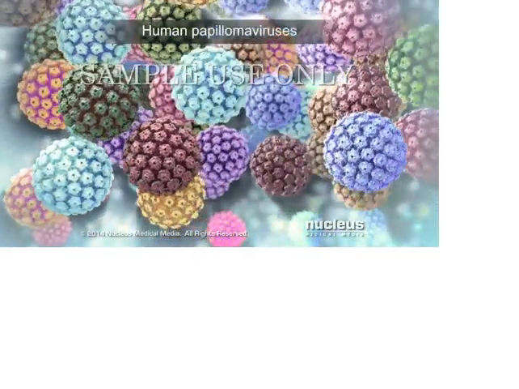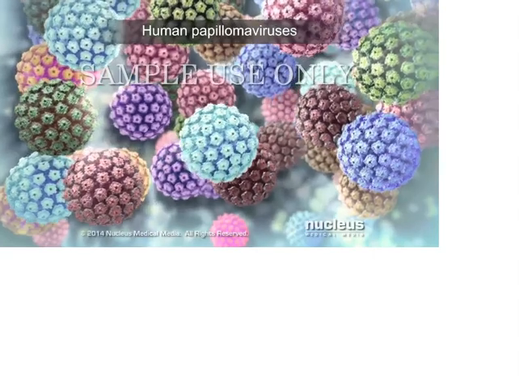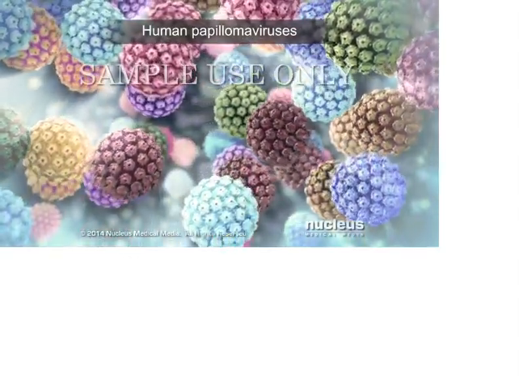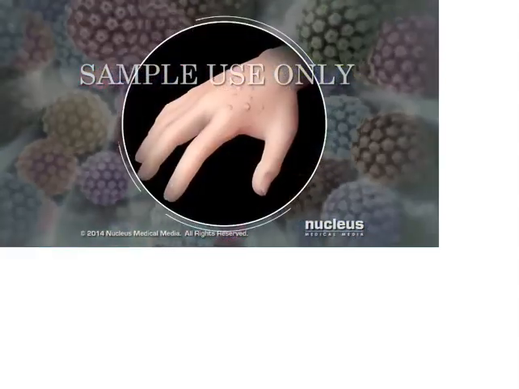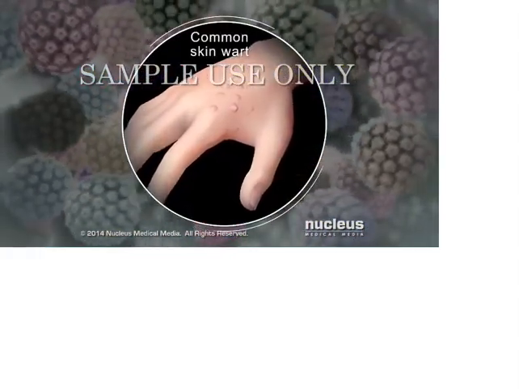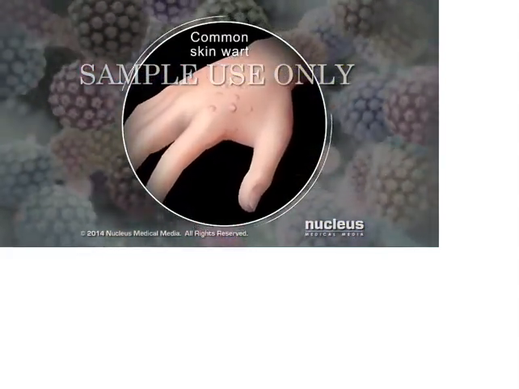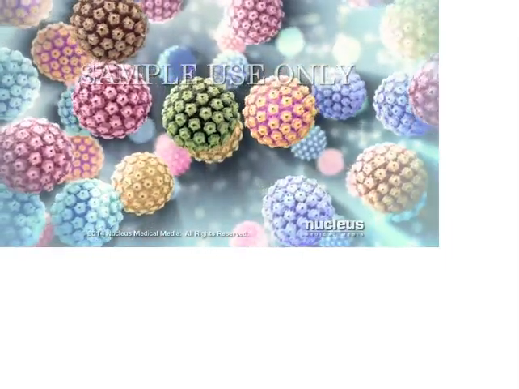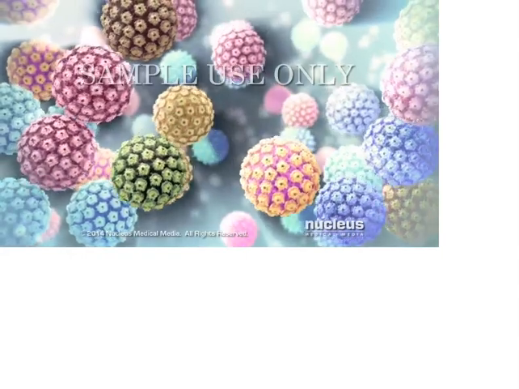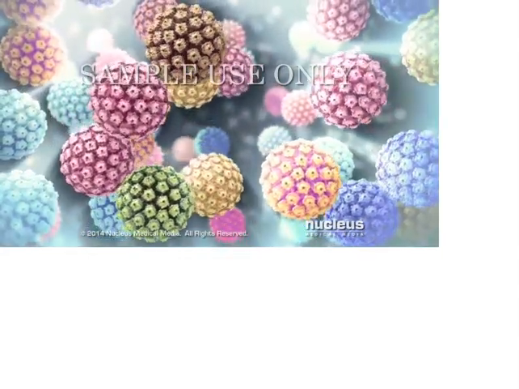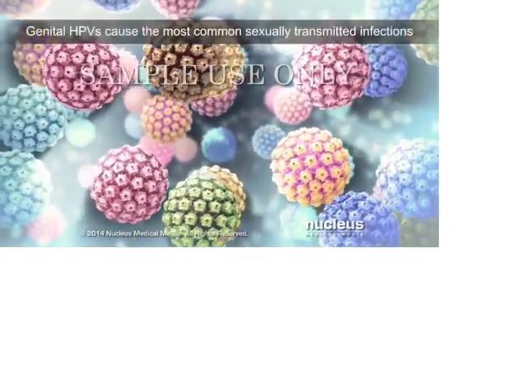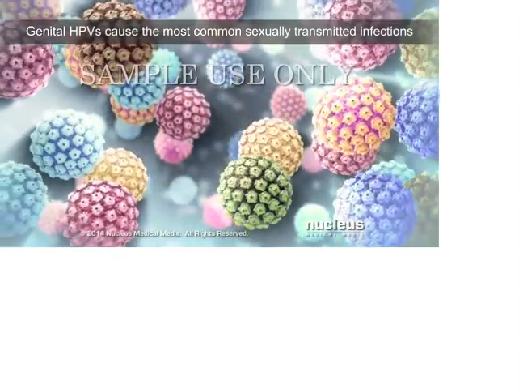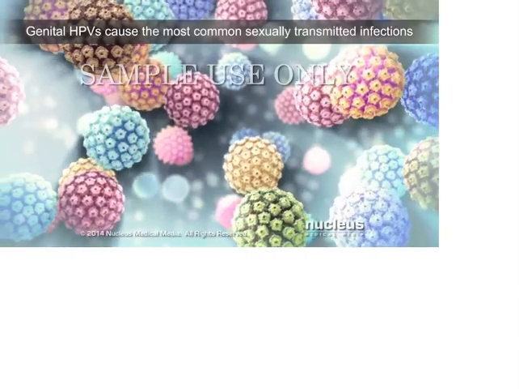Human papillomaviruses, also called HPVs, make up a group of over 100 related viruses that infect people. Most HPVs can cause common skin warts, usually on the hands or feet. However, about 40 types of HPV infect the genitals, which are the sex organs on the outside of the body. These HPVs cause the most common sexually transmitted infections, illnesses transmitted from one person to another through sexual activity.